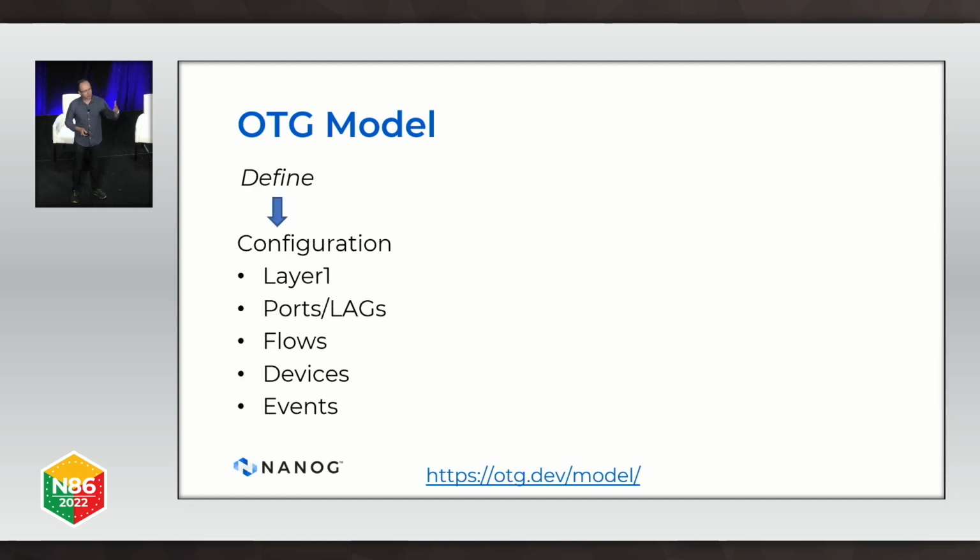So the define part is the configuration. It starts from very basic things like the settings on the physical port layer, then, if you need to aggregate ports, the layer 3 configuration and so on, and ends up with configuring logical devices, protocols on them, and flows between them.